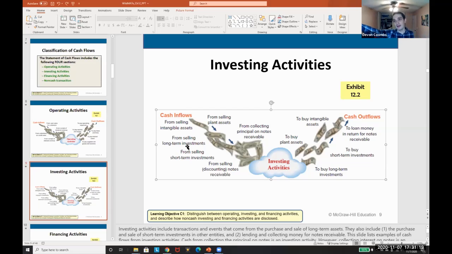So if I'm going to go buy a warehouse, it's going to be an investing activity, a cash outflow. If I sell the warehouse, it's a cash inflow from the investing activities. If I buy some long-term stock, it's going to be an investing activity outflow. If I sell the stock, it's an inflow.